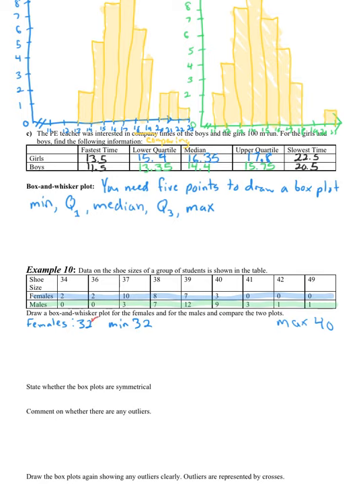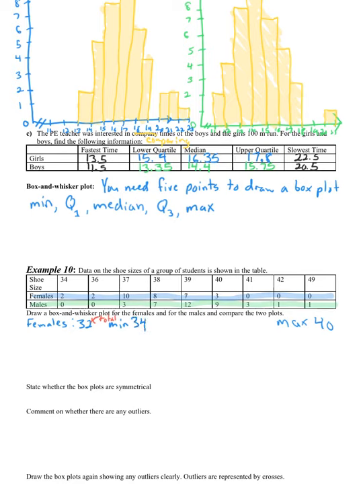I thought the minimum was 34. Yes, I'm sorry. The minimum is 34. Yeah. Thank you. I don't know where I got that 32 from. Okay. Thank you for catching that. That makes it a little easier. Oh, man. Okay. So the minimum is 34.